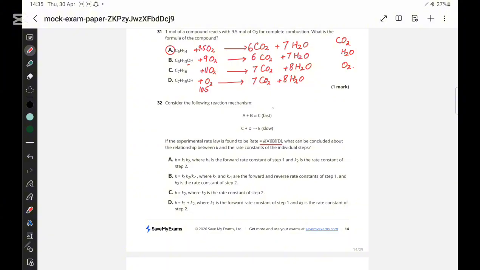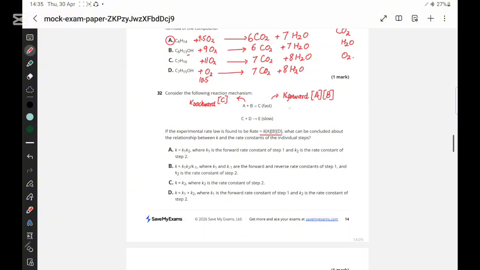So first of all, let's consider the fast reaction. For the forward reaction, we are going to write K forward times the concentration of the reactants. And for the backward reaction, we are going to write K backward, and for backward we are going to write the product, which is going to be C. We keep both of them equal, because the rate of forward reaction is equal to the rate of backward reaction at equilibrium.